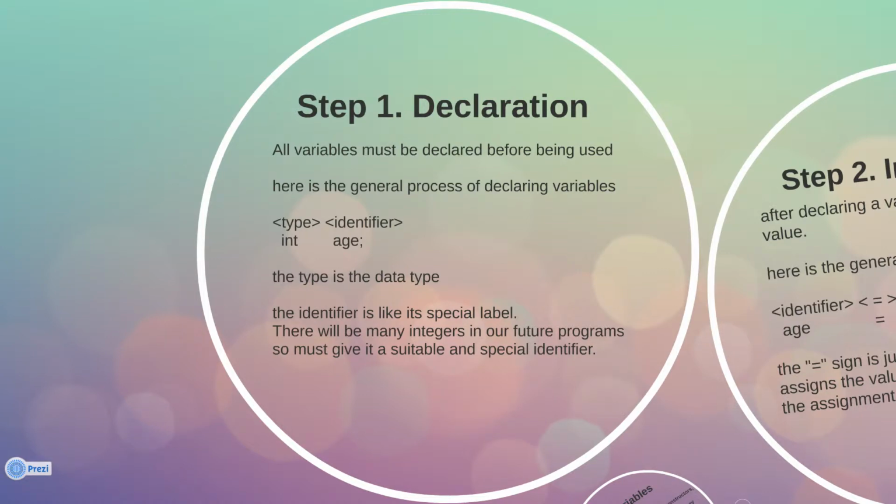We explained integer in the last video, so check that out. The type is the data type. The identifier is like its special label. It's like the label that you give it. Like you have a laptop, it could be a MacBook Pro, a Hewlett-Packard, Acer, Asus, anything like that, okay? And there will be many integers in our future programs, so we have to keep it special. We have to keep it unique, okay?